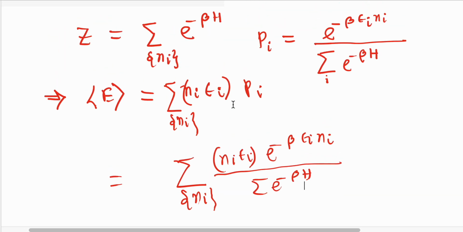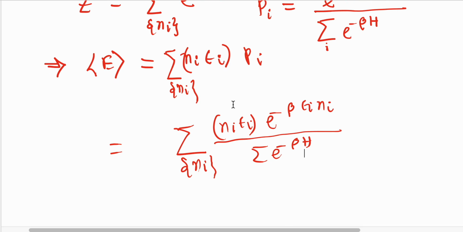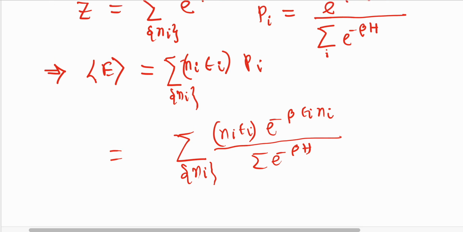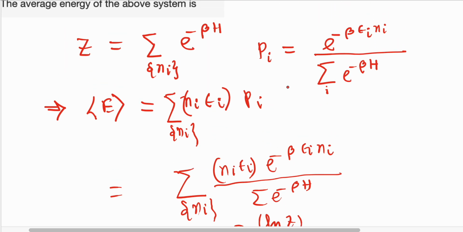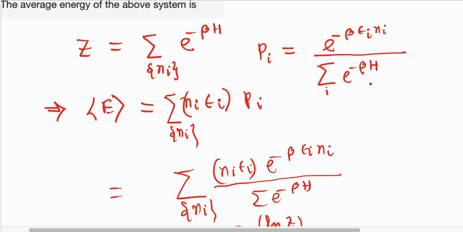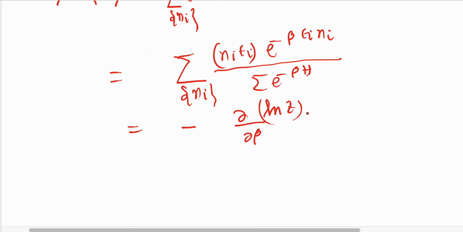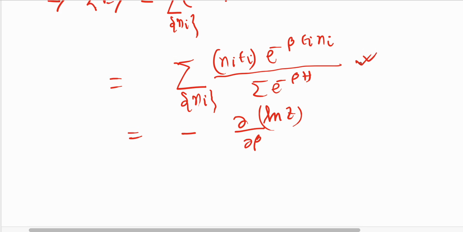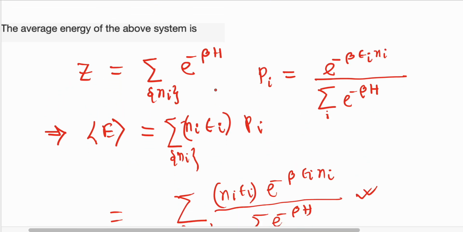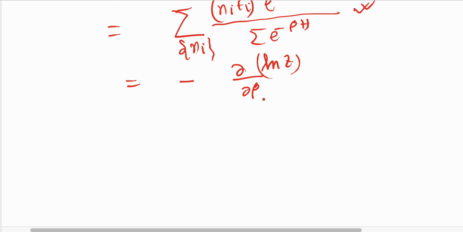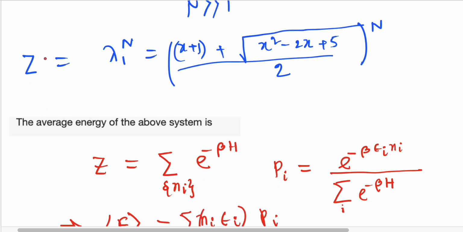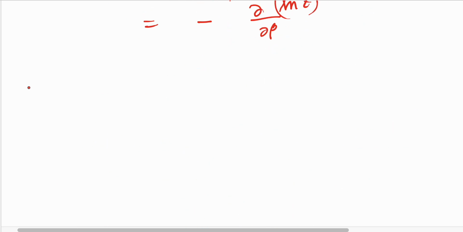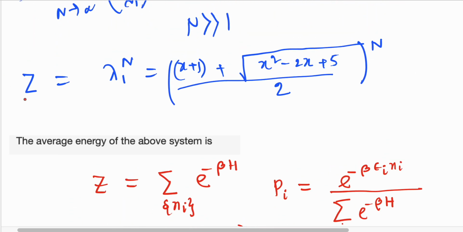Now from here you can tell what this quantity is. Actually this quantity is nothing but minus del beta of ln z, where z is the summation of e to the power minus beta h. So del beta of ln z will give this quantity. So if you know the partition function and you take a derivative with respect to beta, you will get the average energy. Now, from the previous question we know the partition function z, so we can tell what the average energy is.